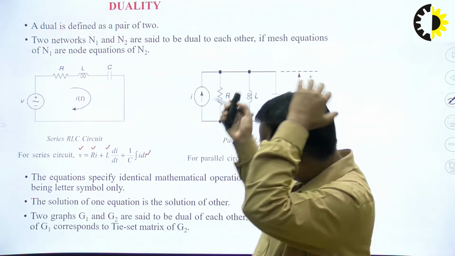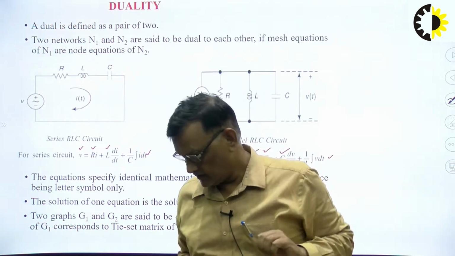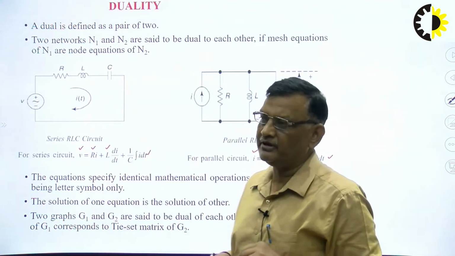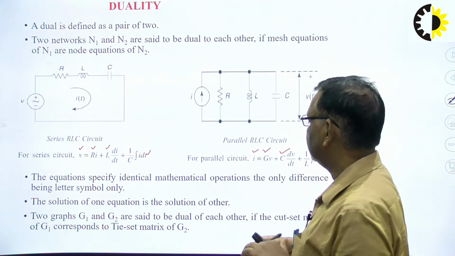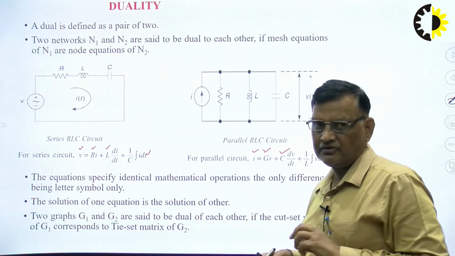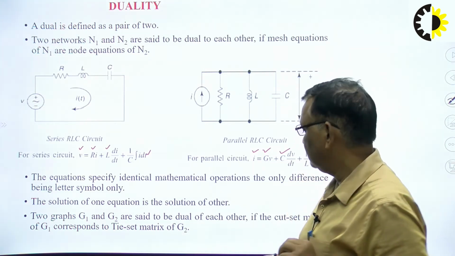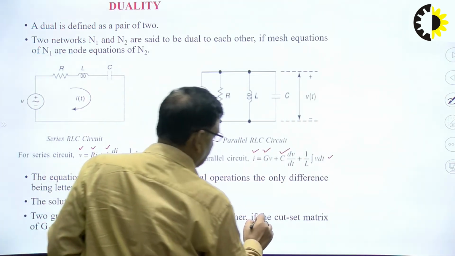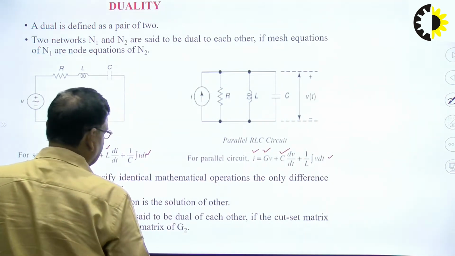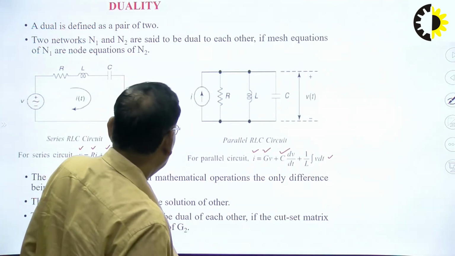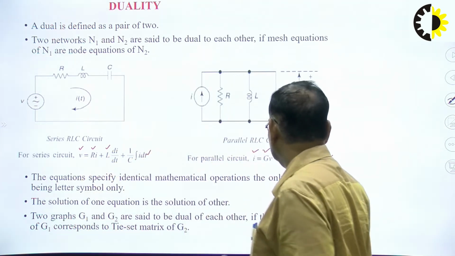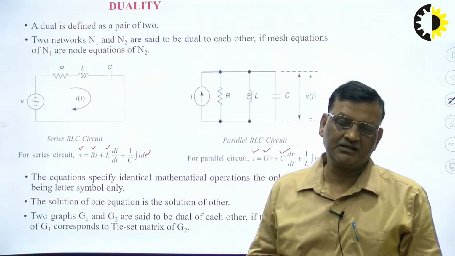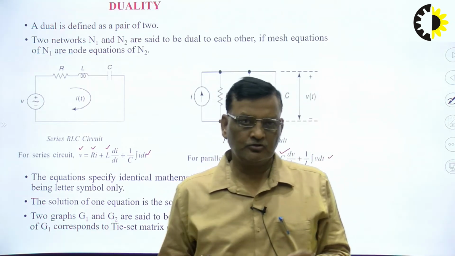This is the definition of duality of the electrical network. In the same way, we have the definition in the case of the graph theory. So from the graph theory point of view, two graphs G1 and G2 are dual to each other if the cut set matrix of G1 corresponds to the tie set matrix of G2.